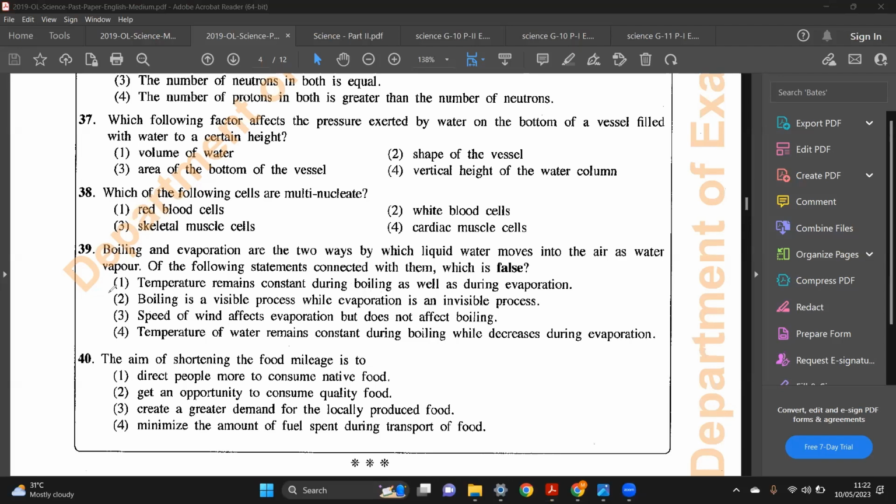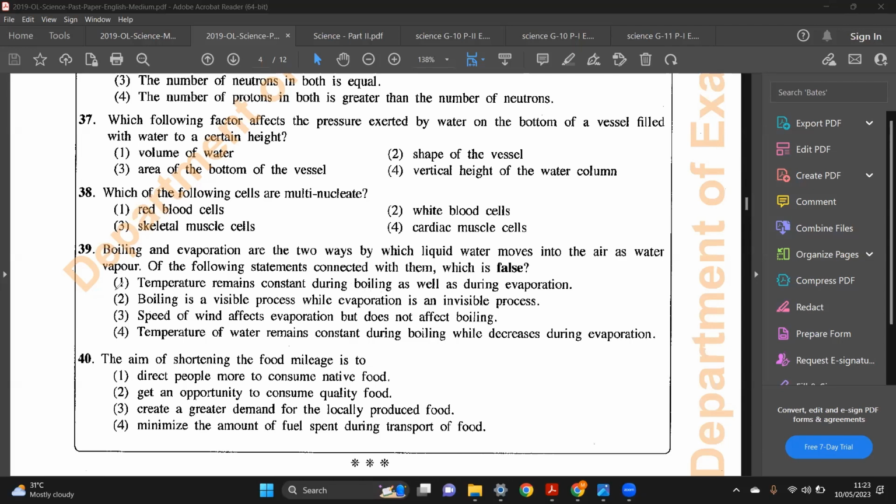Boiling is visible, evaporation is invisible. Yeah, most of the time that's true. Normally, if you leave your clothes out to dry, it's evaporation. We don't see the water evaporating. But if you're heating water in a kettle, you can definitely see the steam coming out. So that is true. Speed of wind affects evaporation but does not affect boiling. Again, that's true. Normally, if it's a windy day, the clothes will dry faster. That is because evaporation is faster. But boiling is not much affected by wind.